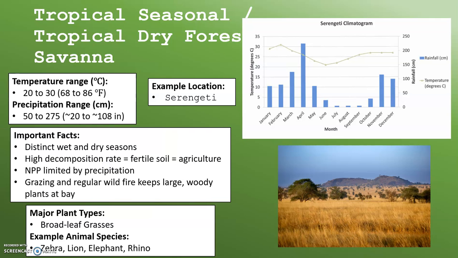So important facts, there's very distinct wet and dry seasons. There's a high decomposition rate, which means there's fertile soil used for agriculture. The net primary productivity is limited by precipitation, and grazing and regular wildfires keep large woody plants at bay. The fertile soil is compacted by grazing animals, and large herds of migrating animals follow seasonal precipitation. The human impact in this area is conversion to land for agriculture and grazing, hunting, poaching, mining, recreation, and tourism.